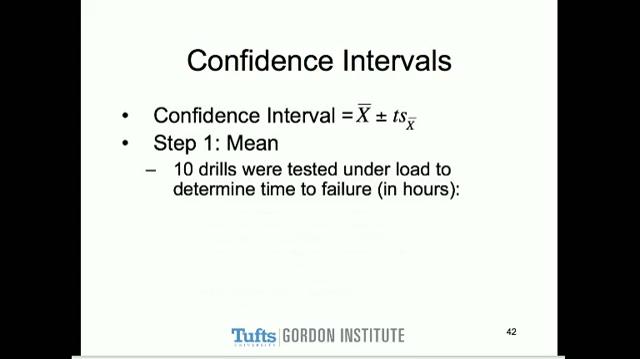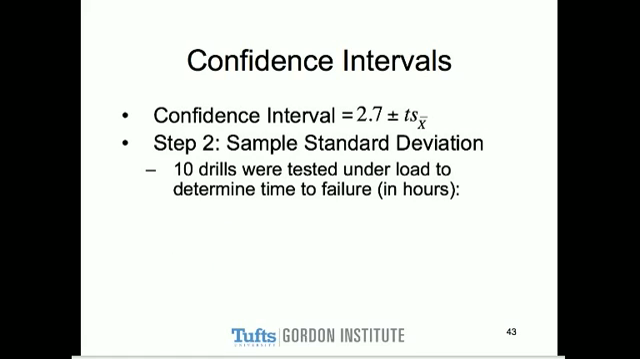Okay, so in this example, 10 drills were tested under load to determine their time to failure. These are in hours. Here are the individual data points. There are 10 of them. N is 10. Our average is 2.7. One thing to remind yourself here: every time we sample the population of drills for this given product, we're going to get a slightly different average, okay? And that's why we need to calculate this standard error of the mean, because it's a probability distribution for your averages, not for your individual samples, but for your averages, okay?